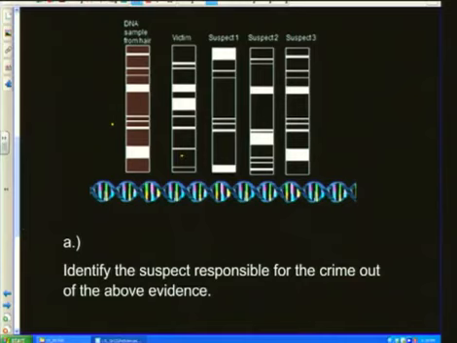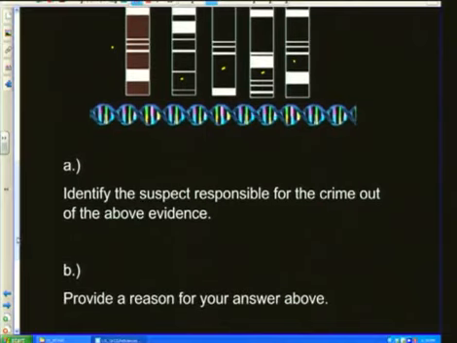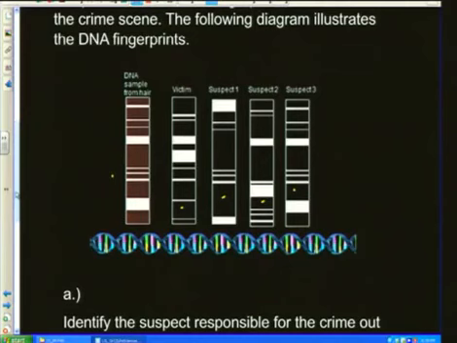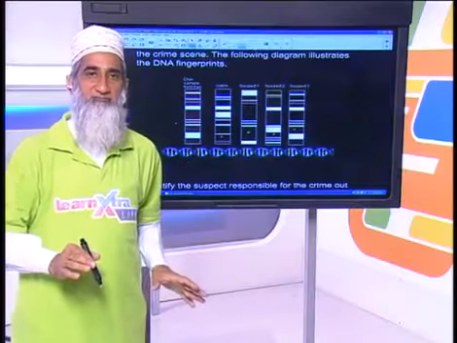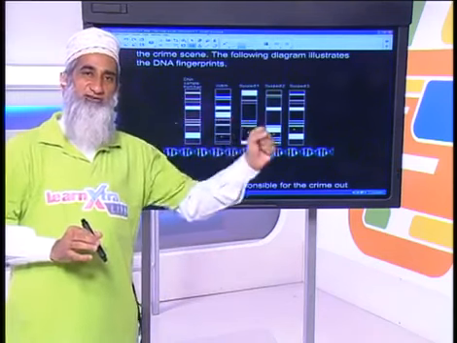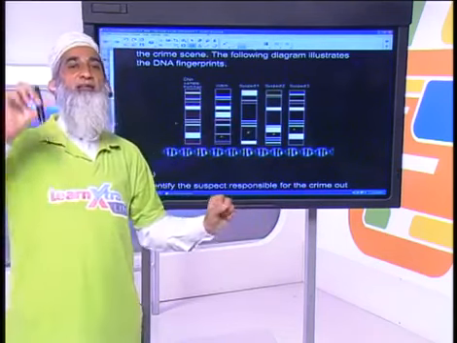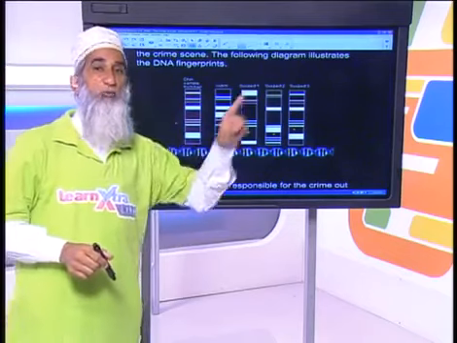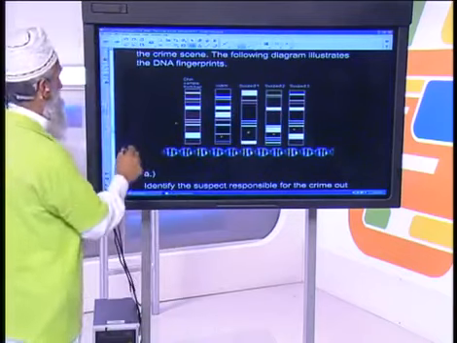There's the DNA sample from the victim, suspect 1, 2, and 3. Identify the suspect responsible for the crime, given the evidence above. Now, how do we do this? This is a simple matching thing. If we found evidence at the crime scene, and the suspect has the same DNA, then it's probably him or her.